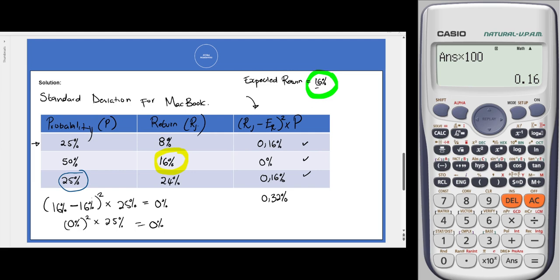I just want to understand, why are we using the 25% on probability instead of the 50%? Oh yes, that's a mistake. It's supposed to be 50%, but the answer will remain the same. Yeah, that's a mistake. Thank you for showing me. So this is the probability you're supposed to use.